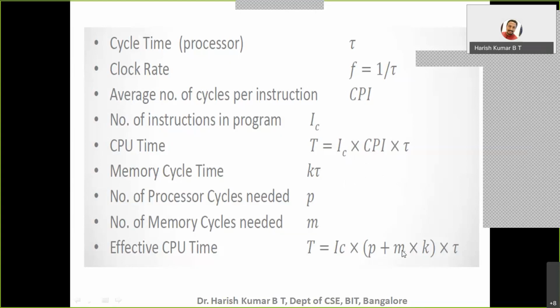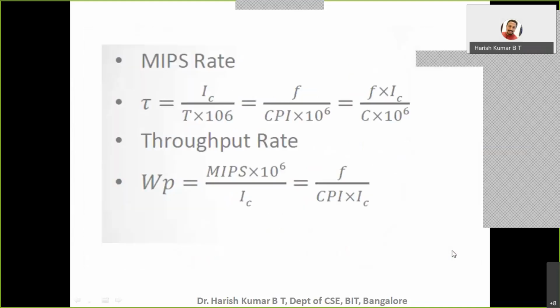Again, CPI is divided into 2 things: this is the processor cycle and this is the memory cycle. The processor cycle is denoted by P and the memory cycle is denoted by M into K, where M is the number of cycles needed per memory reference and K is the total number of memory references made. So this can be written like this also. Now, the MIPS rating is like this.